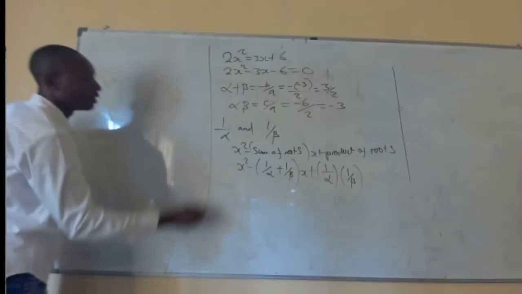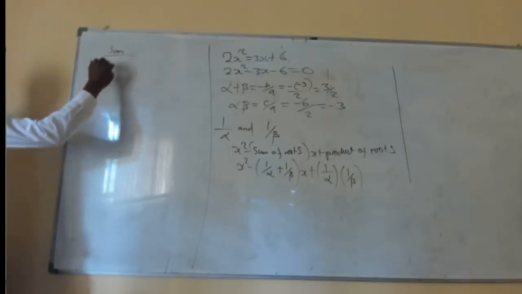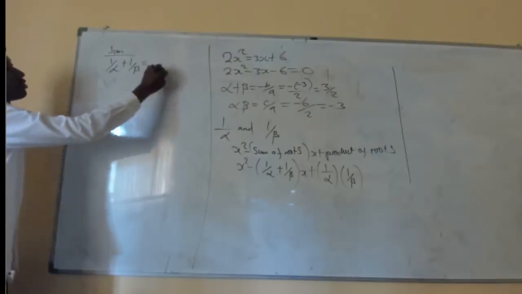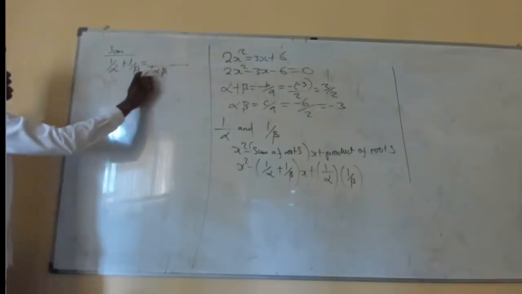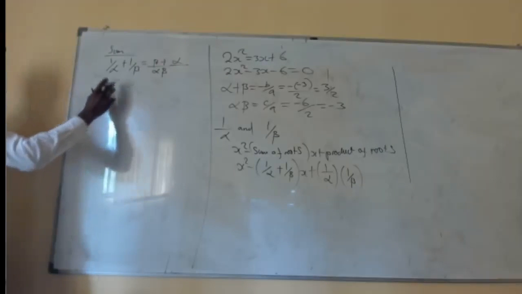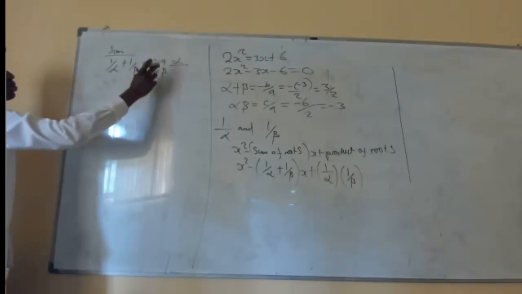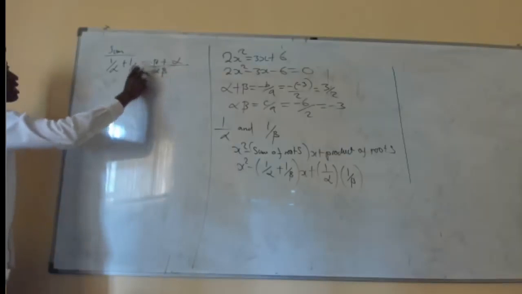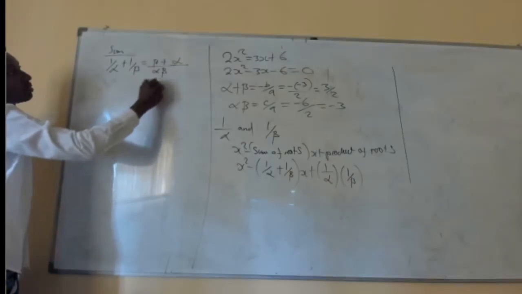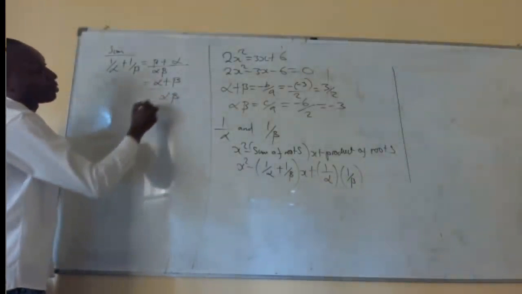So write it here. What's our sum? We're dealing with the sum, so 1 over alpha plus 1 over beta. Common denominator here is what? Alpha times beta. Alpha into 1 over alpha, that's beta, plus alpha into 1 over beta, that's alpha. So now we know that beta plus alpha is the same as alpha plus beta, by the commutative law.